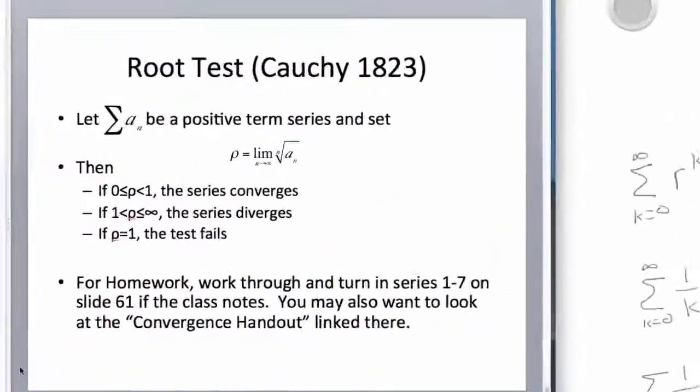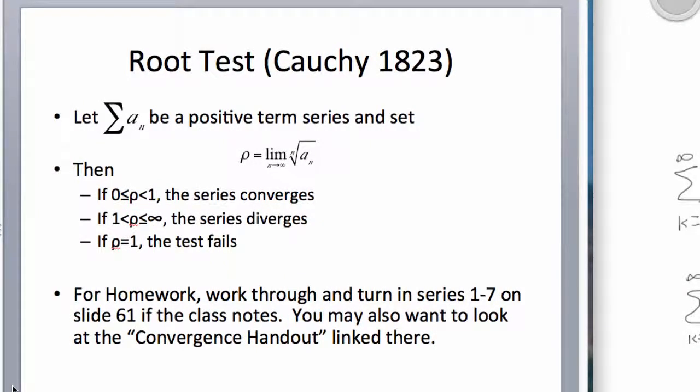Now, the ratio test was first popularized by D'Alembert in 1761. It wasn't until later, in 1823, that the root test was first publicized by Cauchy. The root test is typically more difficult to deal with, but is actually a stronger test. In other words, it will show convergence or divergence of some series where the ratio test will fail.